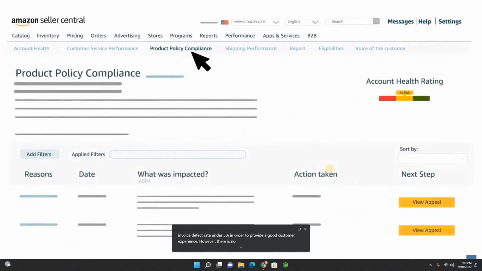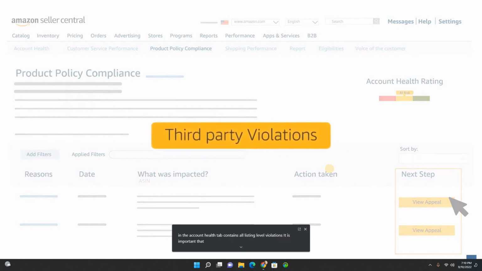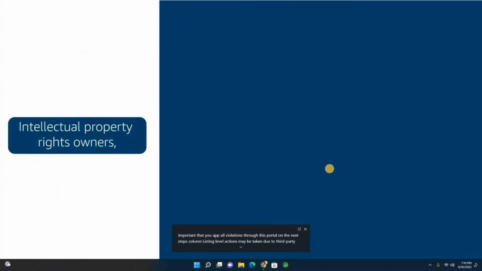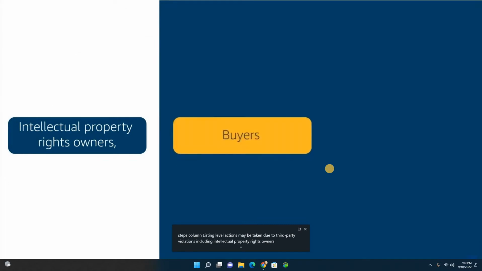Product policy compliance. This page in the Account Health tab contains all listing level violations. It is important that you appeal all violations through this portal on the Next Steps column. Listing level actions may be taken due to third-party violations, including intellectual property rights owners, buyers, and Amazon.